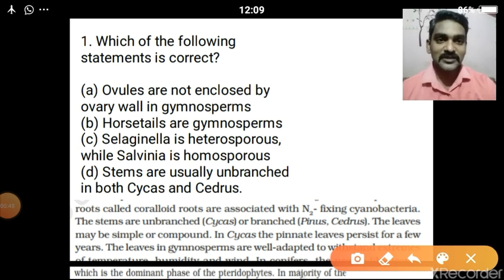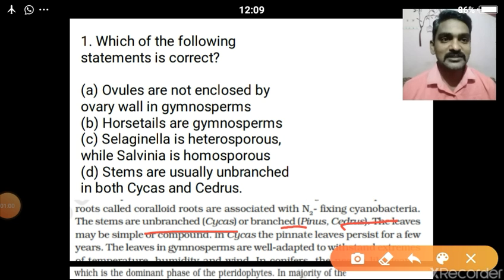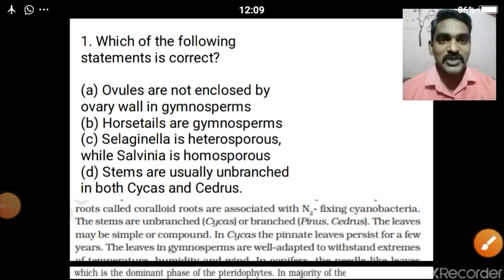These are Cycas. Cycas is unbranched, whereas Cedrus is branched. There you go, right? Cycas is unbranched and Cedrus is branched. Whereas the option says unbranched in both Cycas and Cedrus, but Cedrus is branched. So that option is wrong. This statement is already given in the NCERT book. It's a direct question only. So let's see the next option.